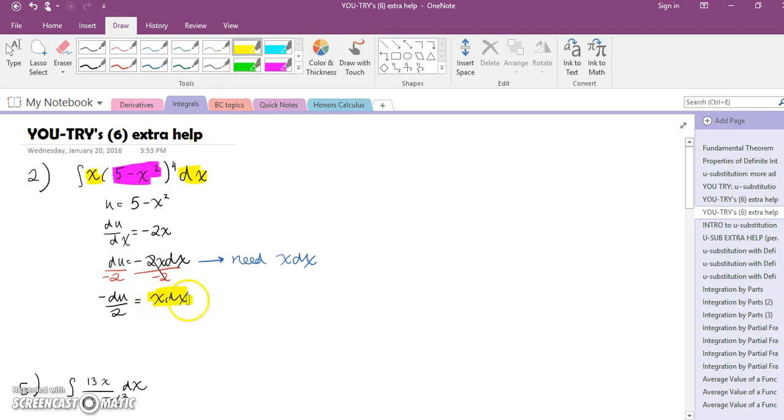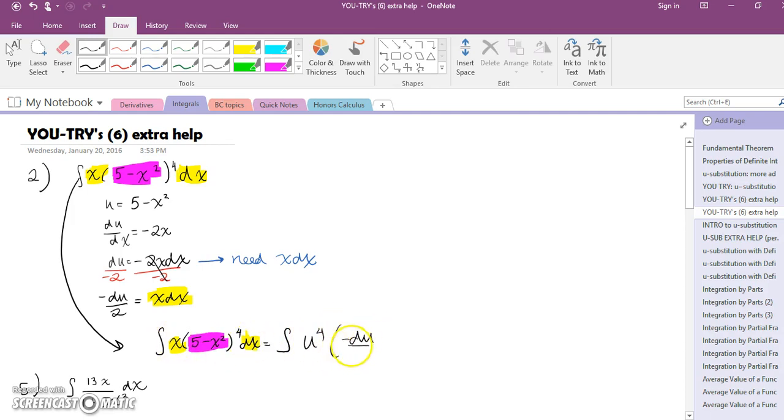Now it's exactly what I want here. So now let's take our integral, and the whole point of u-sub is to rewrite this so it's in a nicer form, a form that I can do in my head. So let's take, this was u, remember, and then this was our du parts. So instead of (5 minus x squared) to the 4th, I'm going to write u to the 4th. x dx is going to be replaced with negative du over 2.